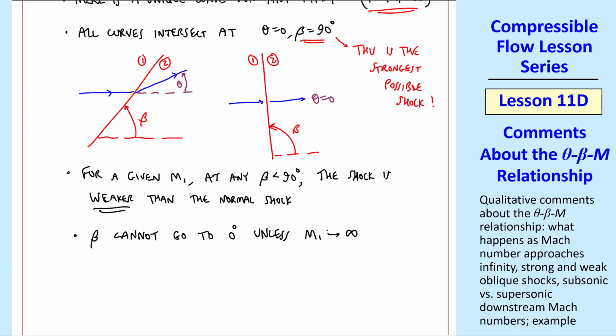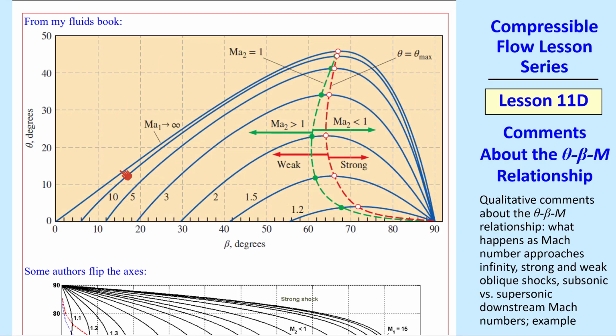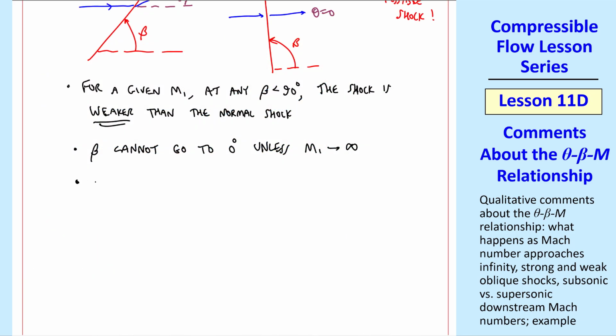Beta cannot go to 0 degrees unless M1 goes to infinity. This is what we showed here. The minimum beta keeps decreasing until we hit 0 when Mach number goes to infinity. So a corollary to this comment is that beta-min decreases as M1 increases. What does beta equal 0 even mean? As beta gets smaller and smaller, the shock gets shallower and shallower, and at M equal infinity, the shock theoretically becomes parallel to the flow, which of course is impossible, but this is a theoretical limit.